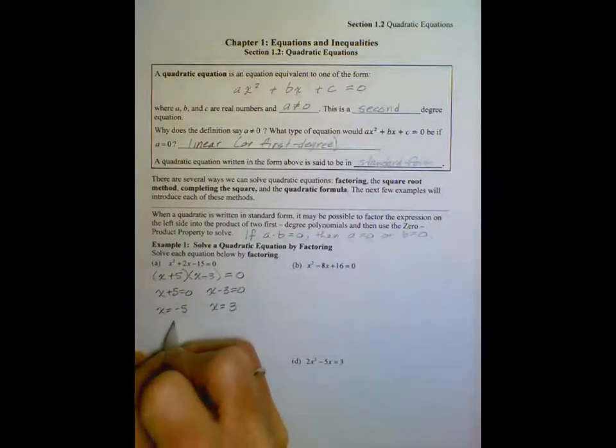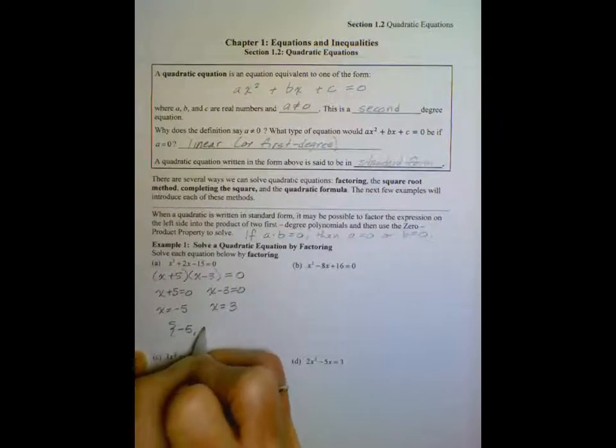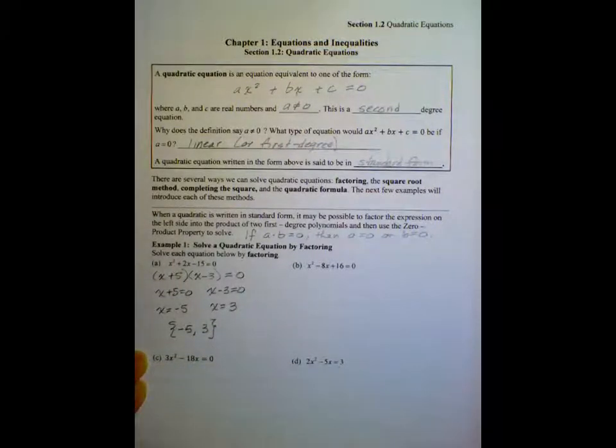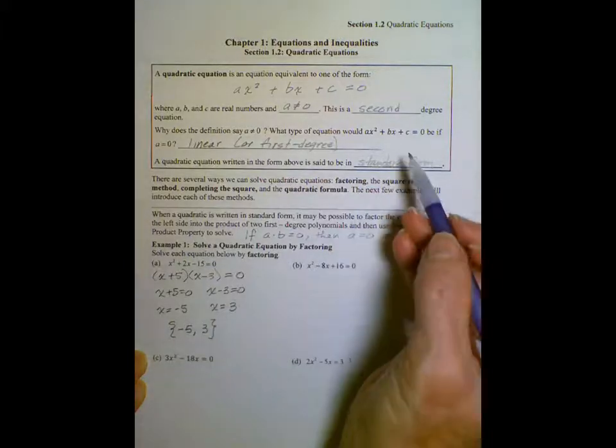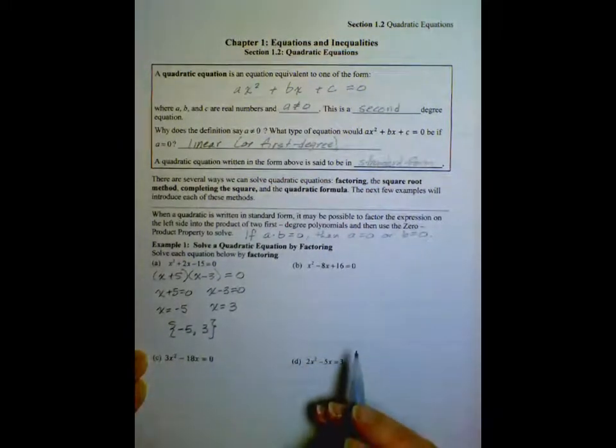So there were two solutions. Negative 5, 3 in my curly brackets that indicate a solution. The order, of course, doesn't matter. This is a list notation, where we just list them and the order doesn't matter. Okay, so we found two solutions to that one. And 2 is the most we could ever find.